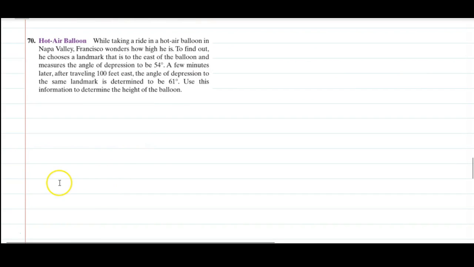So number 70, it says, while taking a ride in a hot air balloon in Napa Valley, Francisco wonders how high he is. To find out, he chooses a landmark that is to the east of the balloon and measures the angle of depression to be 54 degrees.